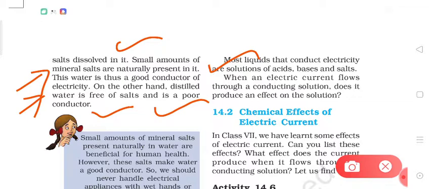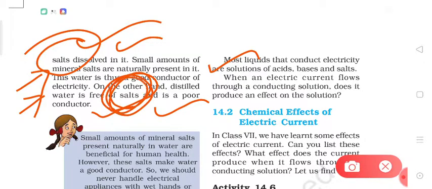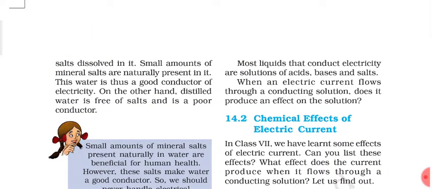So the normal water that we get in the tap or from other sources has certain salts dissolved in it, and that's why it is a good conductor. But distilled water has no salts in it. That's why distilled water is a poor conductor of electric current.